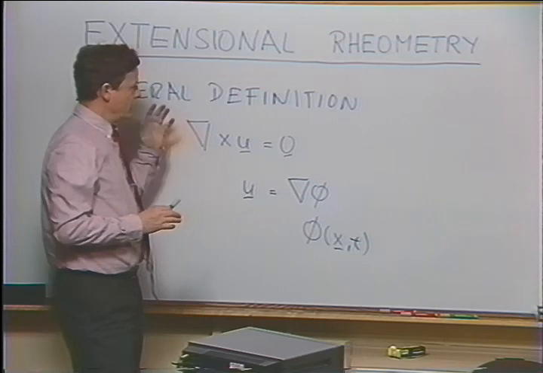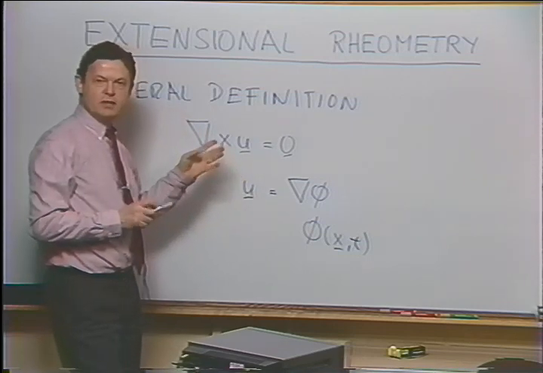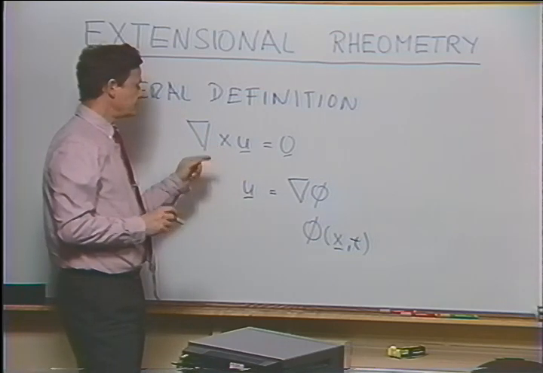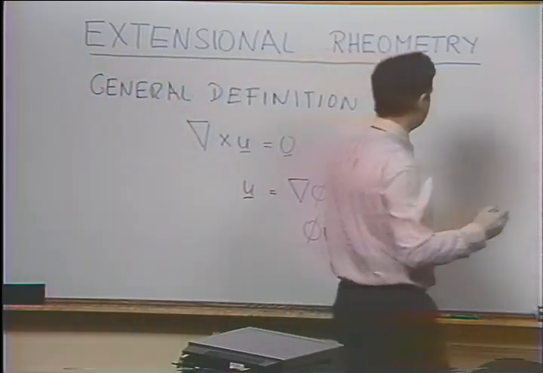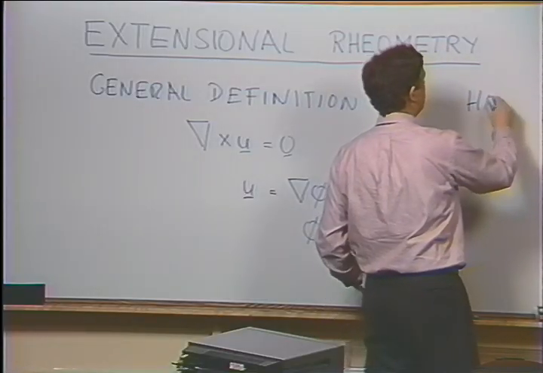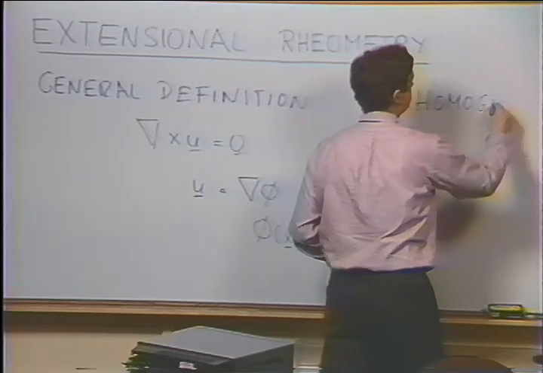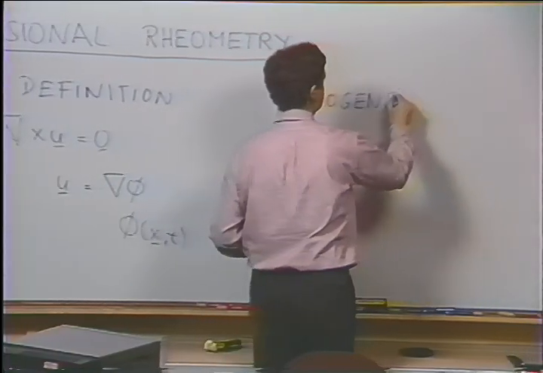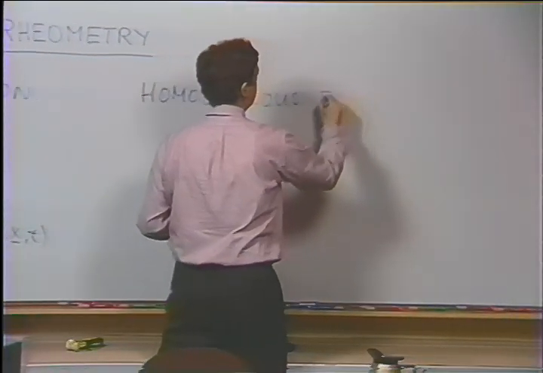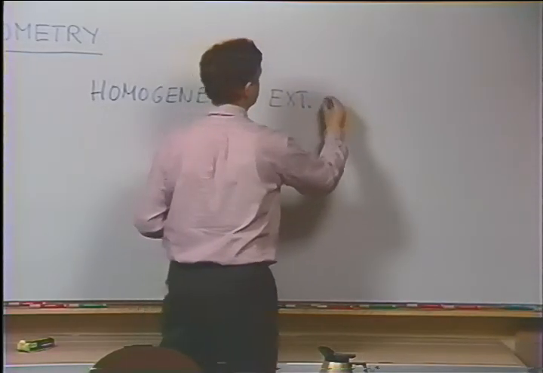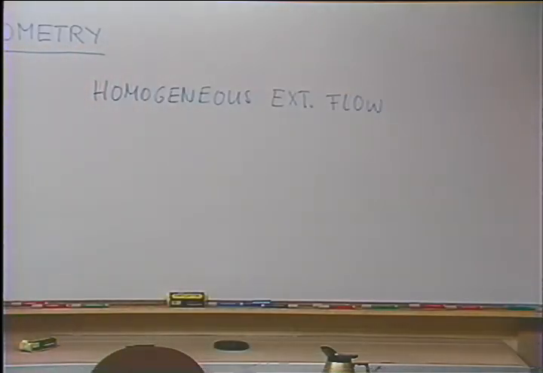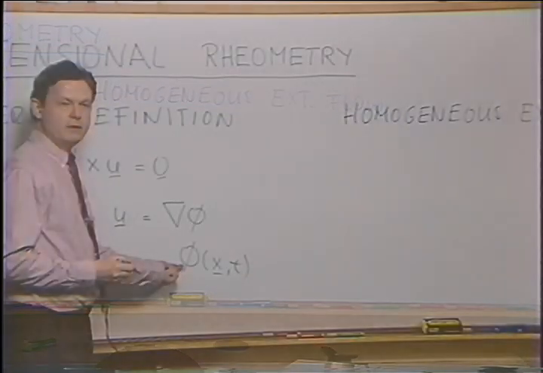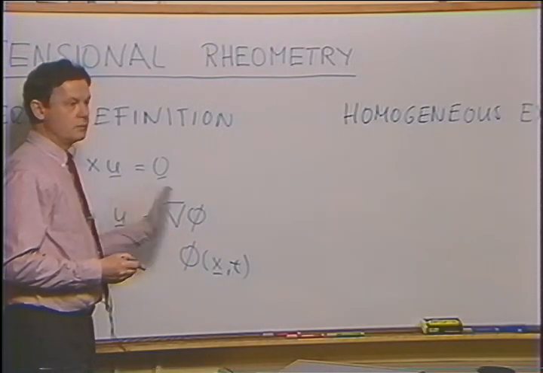But for rheometers, we would like to have something more. We want to have extensional flow where the rate of stretching is uniform throughout the sample. So we would like to know what's the kinematics for homogeneous extensional flow. And you could do this as an exercise. Find the potential function, the scalar potential function, which gives uniform stretching throughout the sample.